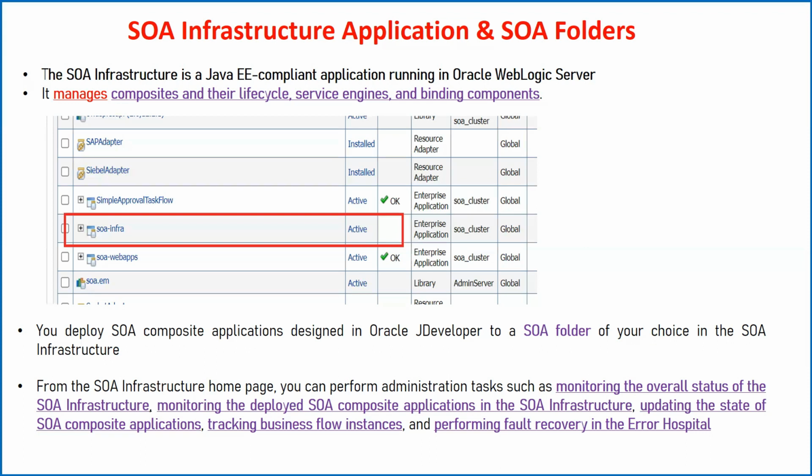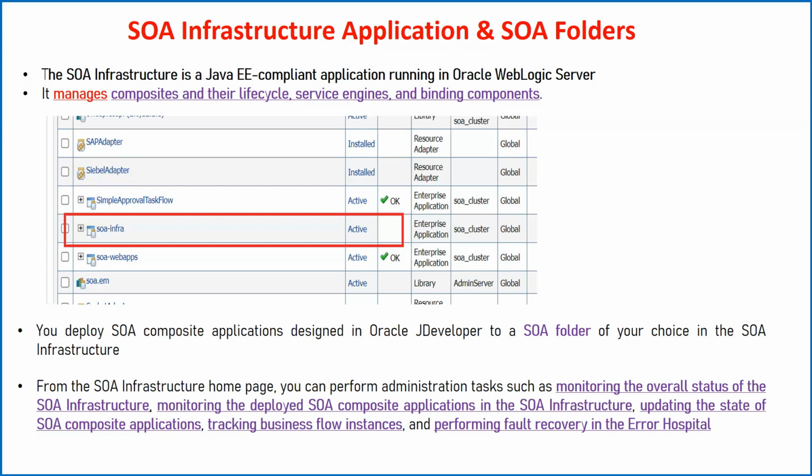That means it will create some managed servers. It will create some data sources. It will create some JMS queues, which are required for the functionality of your SOA application. And then it will deploy the SOA application on top of the managed server it creates. Okay. So on the screen, you can see that the SOA Infra application is displayed with the name SOA-Infra and the status is active. That means this is a screenshot of my SOA Suite, which is already installed. And this is the status of my SOA infrastructure application.